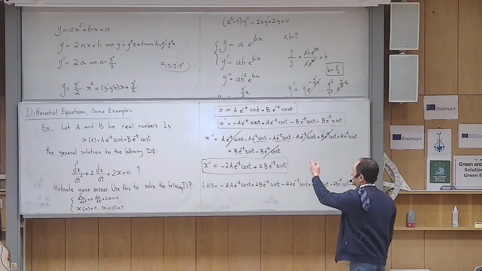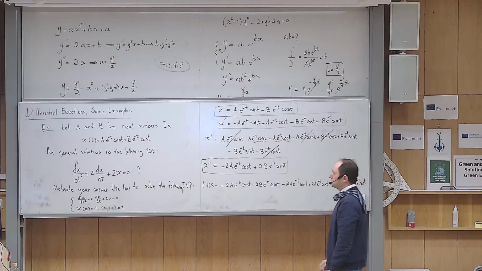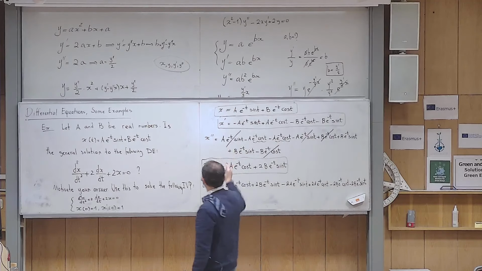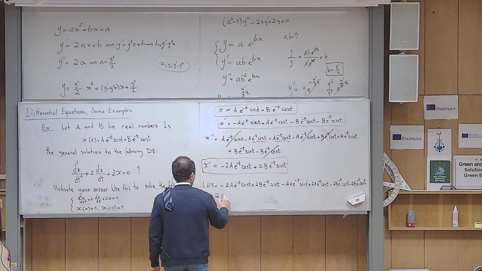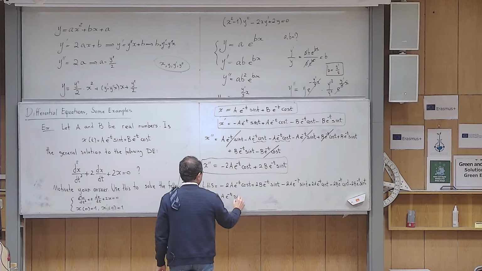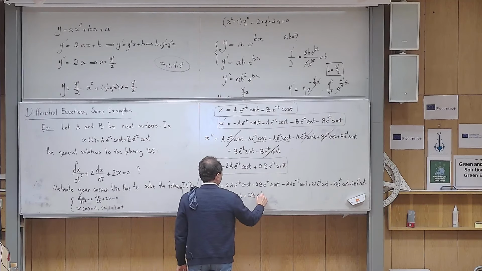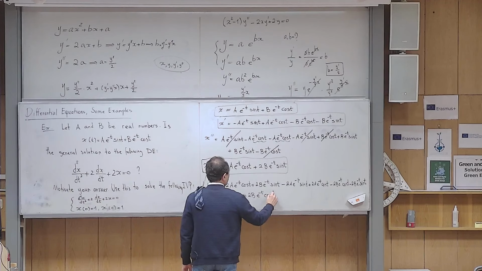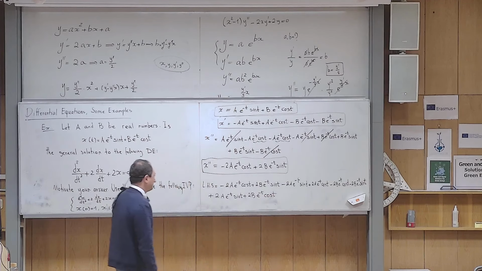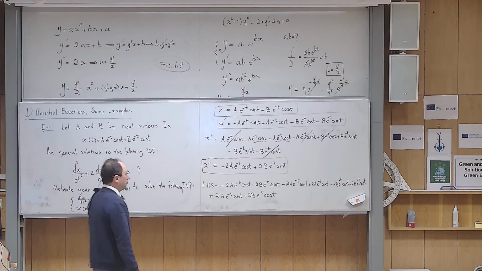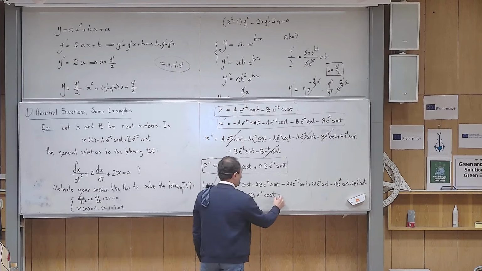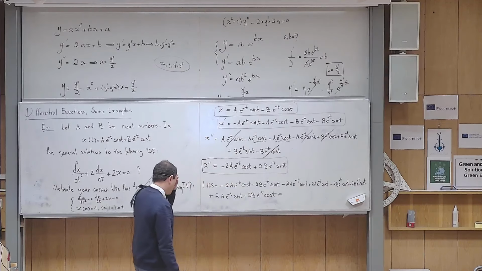I multiply the middle one by 2. I also need to multiply the first one by 2 and add it here. So it becomes plus 2a e to power minus t sine t. I hope that after all these efforts, you are not in trouble. If I have done everything right, they should add to 0. Let us see if that's the case.